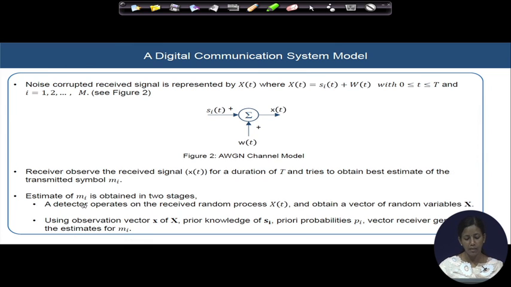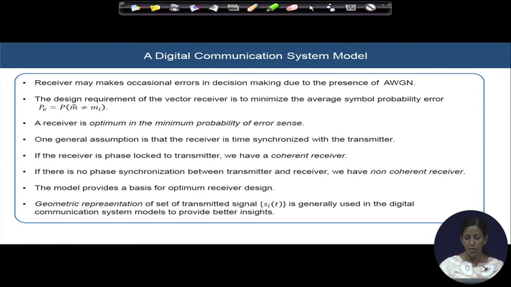So, one is the detector, and second is the estimator cum decision device, which combinedly work to estimate the value of Mi in the receiver. This is a normal receiver architecture that we deal with in a digital communication system. Remember that the receiver can make occasional errors, because white Gaussian noise is present and noise is completely random in nature. Error probability is defined when the estimated value of M does not match what was transmitted from the transmitter.